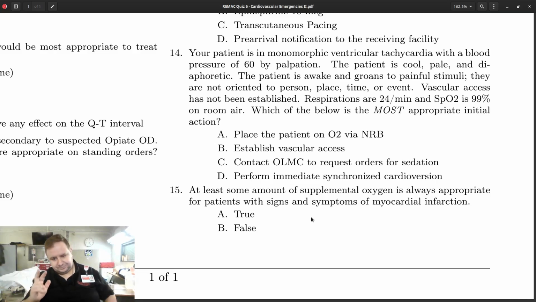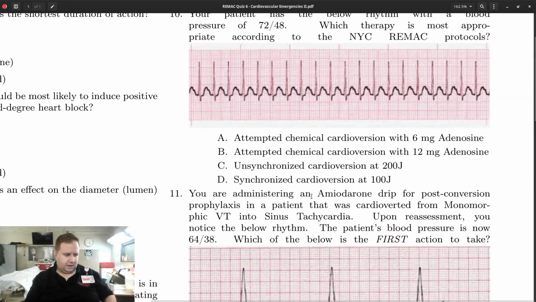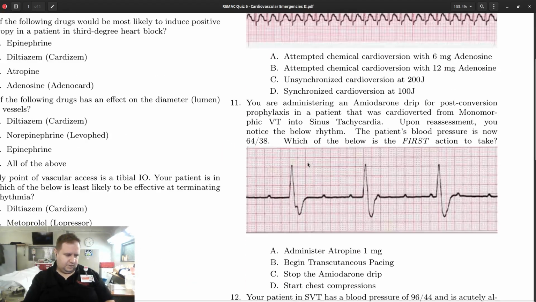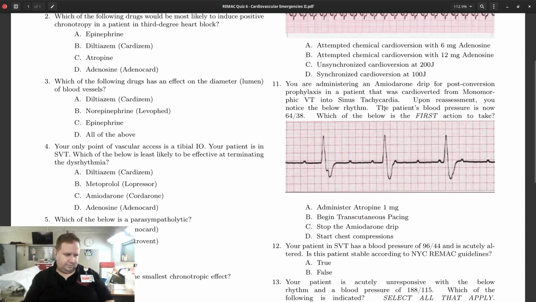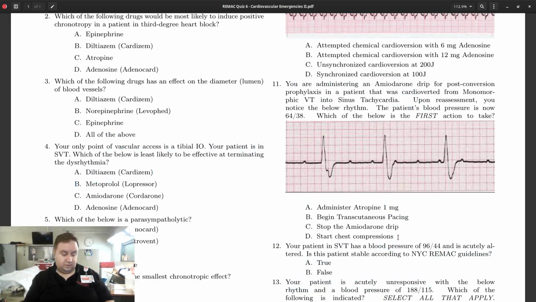Okay. That was the quiz. It was a difficult quiz. I am going to curve it a little bit. I think I'm going to give back probably 2 questions. I think I'm probably going to give back number 11 because I think it would be reasonable to say that you would immediately start TCP before you stop the amiodarone.